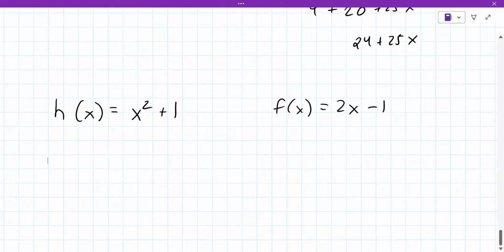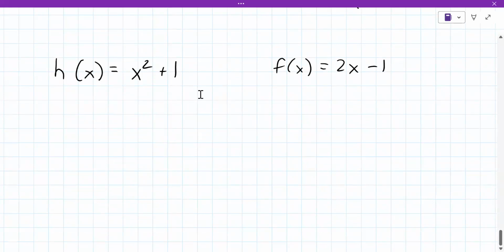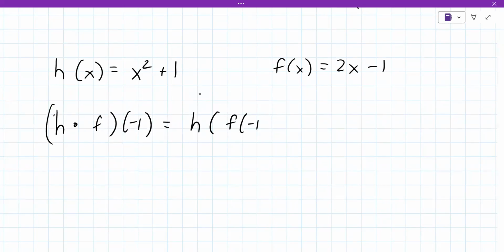Okay. So we're gonna give you some new functions, and I want you to find a numerical value this time. So it would look something like this: h bubble f of -1, which means h of f of -1. And that means you first find f of -1. So could you do that for us? Could you put -1 for x over here on f? And then let me know what that result is.